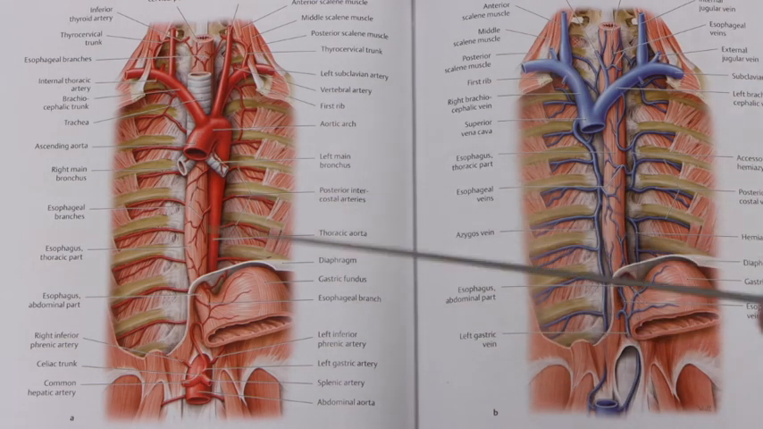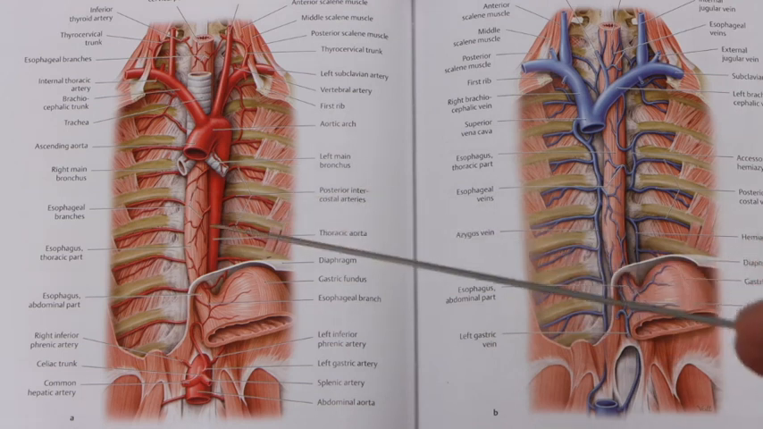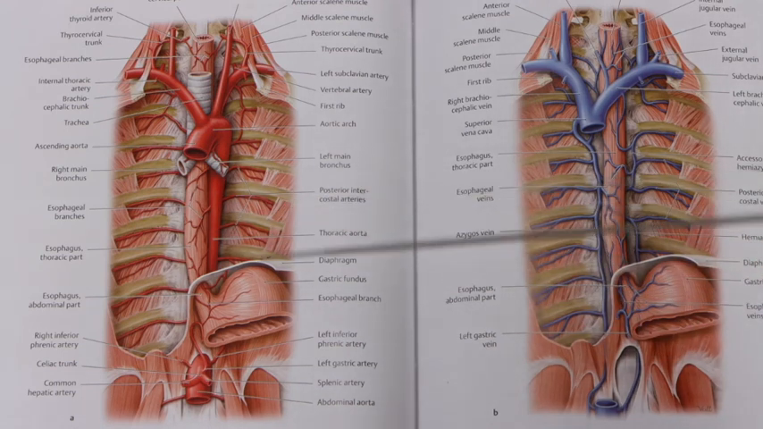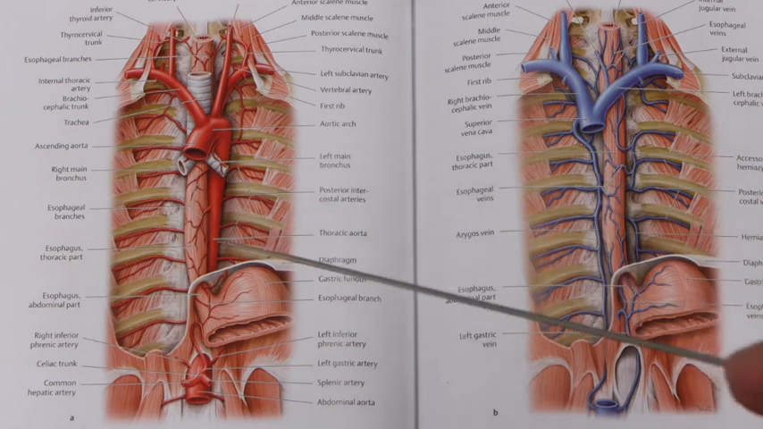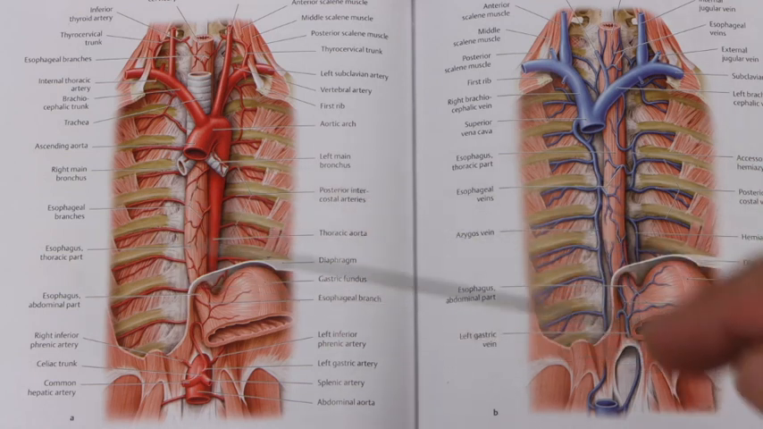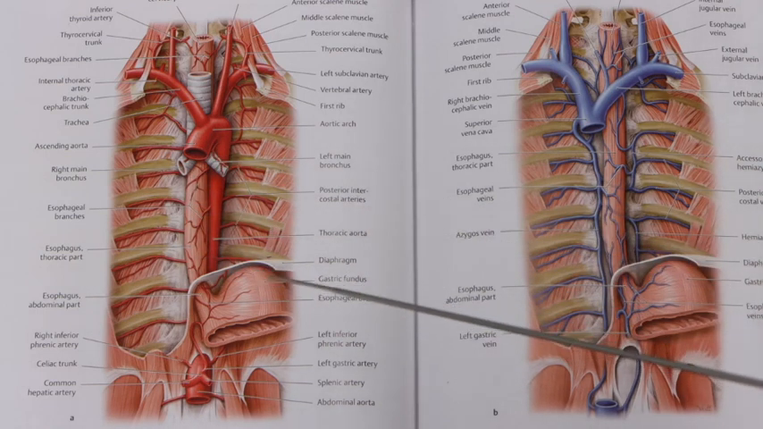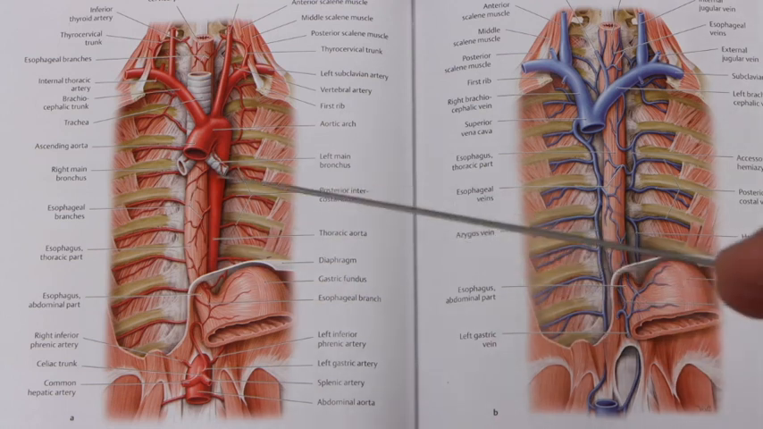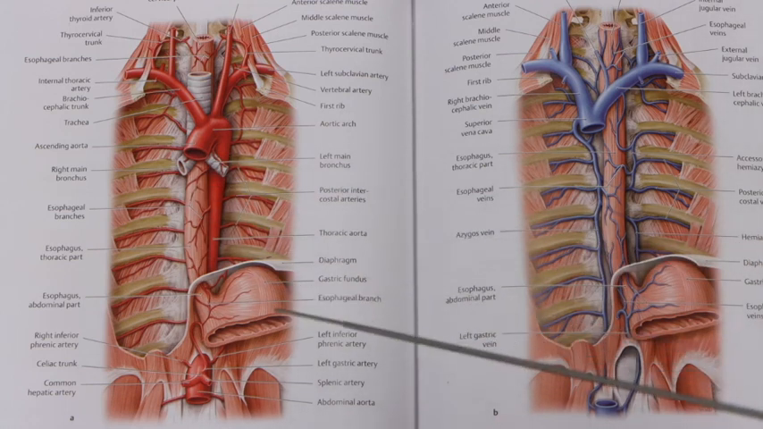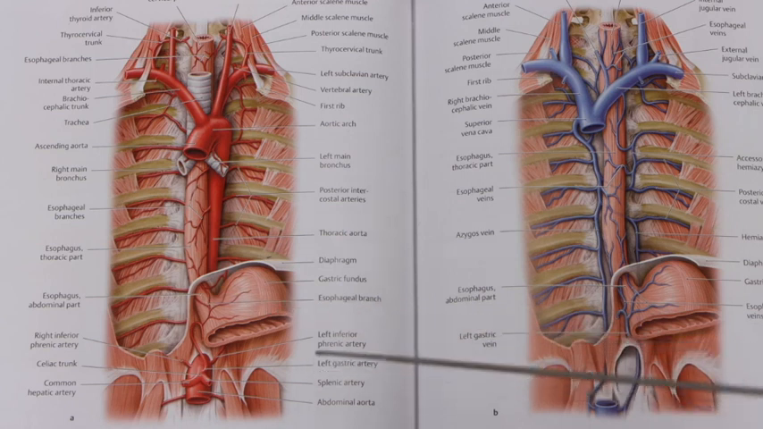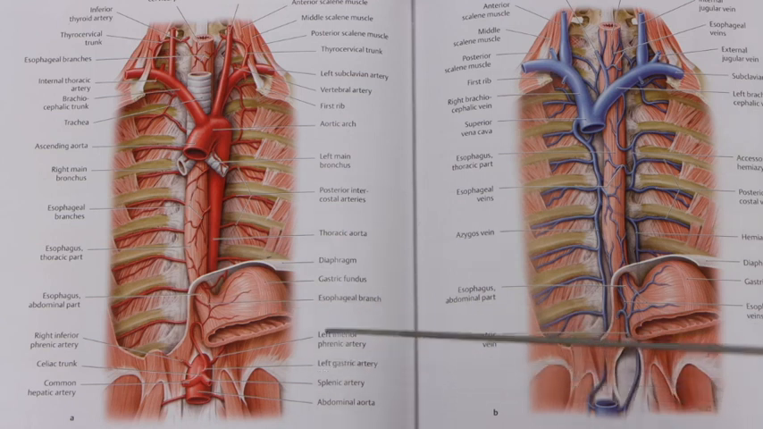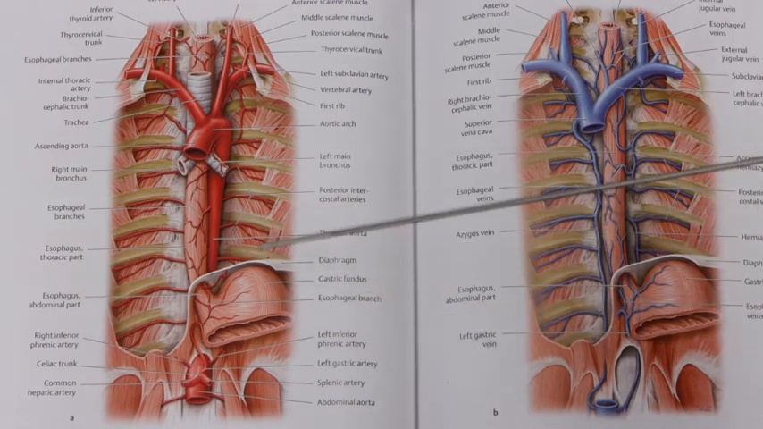Other branches, which are not that visible here and are eliminated from this picture, are the pericardial branches. Pericardial branches are small arteries arising from the aorta, and they are visceral branches supplying the posterior surface of the pericardium of the heart.